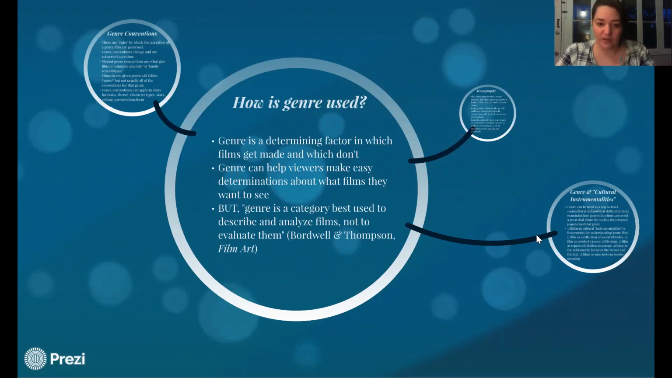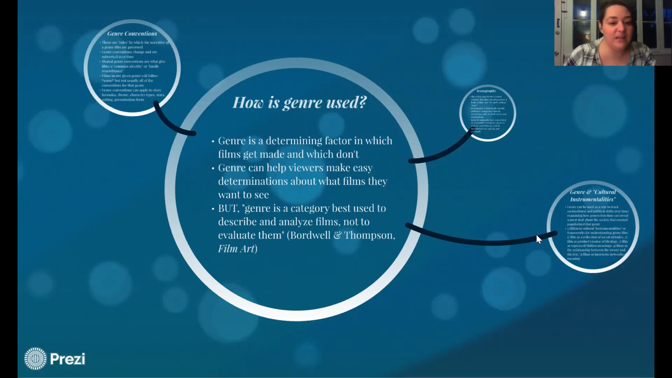Genre can also help us as viewers make easy determinations about what types of films we want to watch. So if I asked you what genres of films you like, you'd probably have a pretty ready-made answer for me, or you could think about it briefly and say, well, I guess I watch a lot of true crime, or oh, I like horror, or I hate romantic comedies, right? You might have a sense of what types of movies you enjoy watching based on your mood or your personal preferences. So it's a shorthand. It's a way that we can develop an understanding of our preferences using this shorthand language of what a genre is.